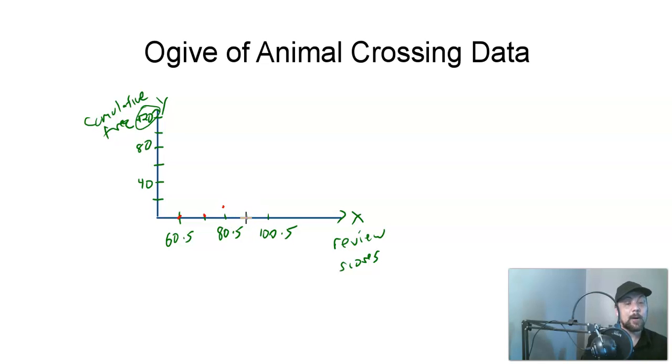And then for 90.5, we get this huge jump. It jumps up to 71, right? So this is 60. That's 80. 71 is going to be about halfway, a little bit more than halfway between 60 and 80. Oh, my eyes are going cross-eyed here, it feels like. All right, so about right there.